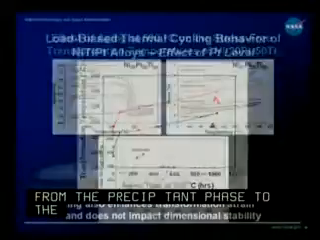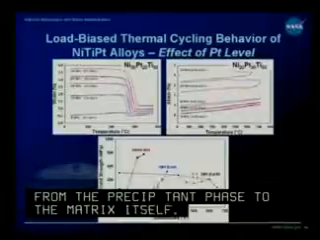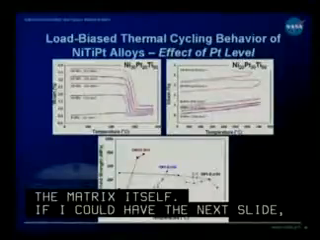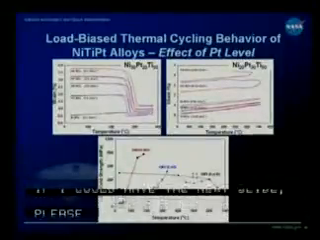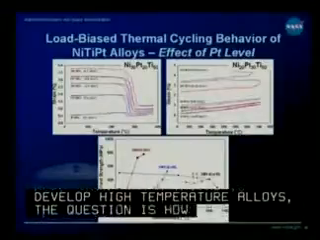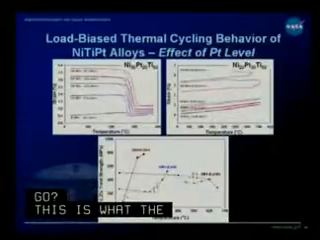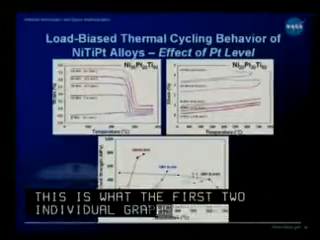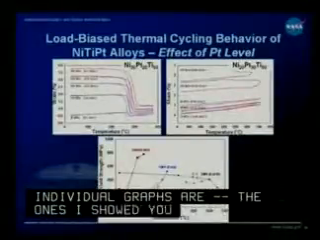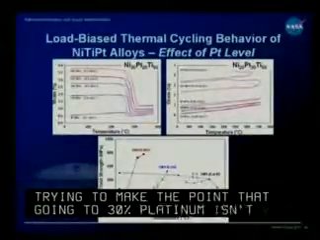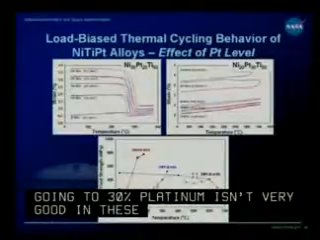If I could have the next slide, please. Now, since we're trying to develop high temperature alloys, the question is, how high can you go? The first two individual graphs are the ones I showed you earlier on, trying to make the point that shape memory behavior doesn't represent load bias behavior. So we know that going to 30% platinum isn't very good in these materials. And again, I said I'd come back to tell you why. We've covered this already, but I'll show you again.